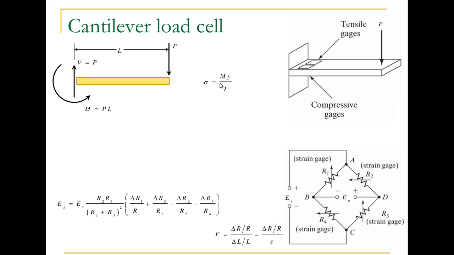The stress in this beam is given by moment times Y, divided by the area moment of inertia, where Y is the vertical distance from the neutral axis. In this case, Y is 1/2 the thickness because our strain gauges are on the surface of the beam. And the area moment of inertia is 1/12 W times the thickness cubed, where W is the width of the beam. This is the stress, which we saw before is the product of modulus of elasticity and axial strain. So we can get an expression for the force in terms of the strain.